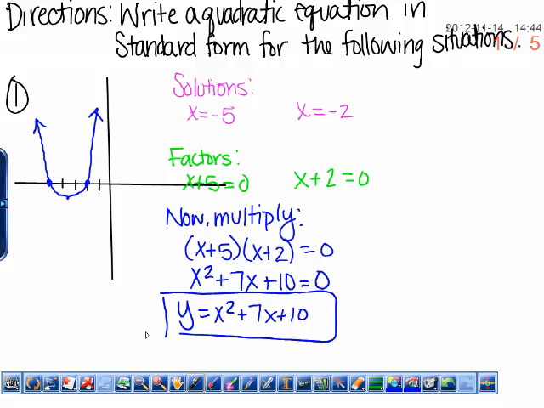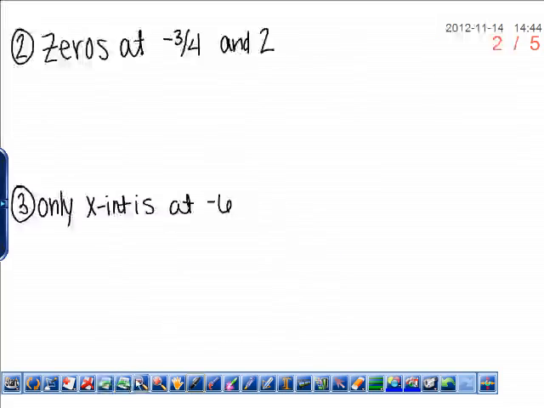Okay. Those directions to write a quadratic equation in standard form are for all the notes. Okay? So stick with those same directions. And this time we're just told that we have zeros at -3/4 and 2. So we want to follow the same process that we did on number 1. Go ahead and write it as a solution. So x equals -3/4 and x equals 2.